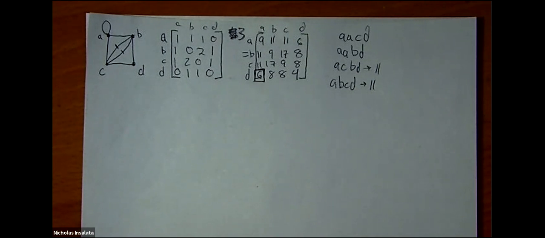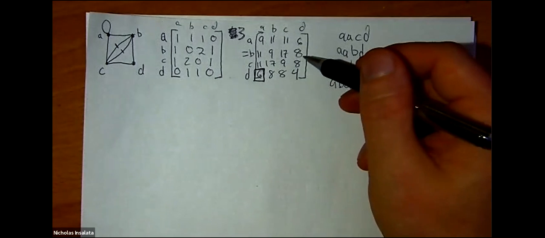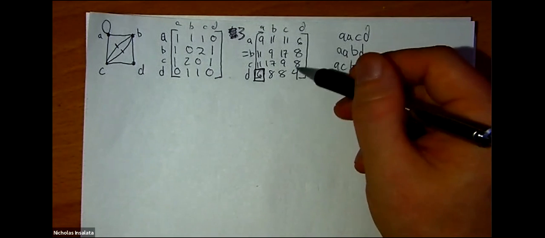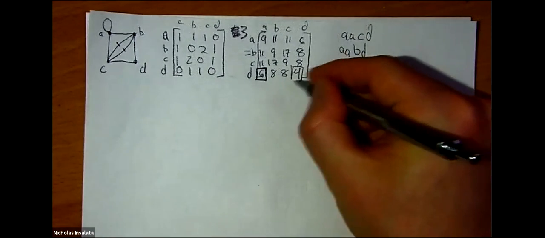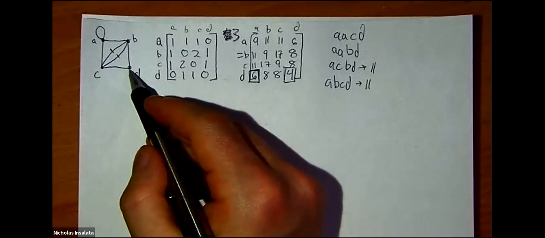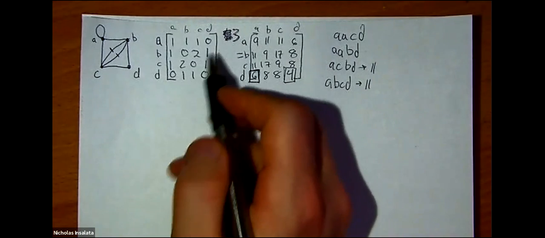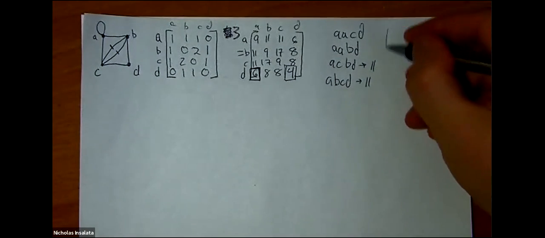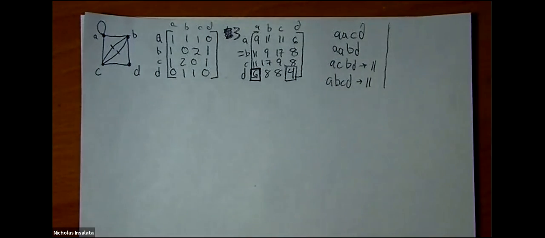Let's try one more. Let's say I want to go, let's do D to D. It says there's 4 of them, right? So I want to go from D to D with a walk of length 3. So can someone list out one of those walks?